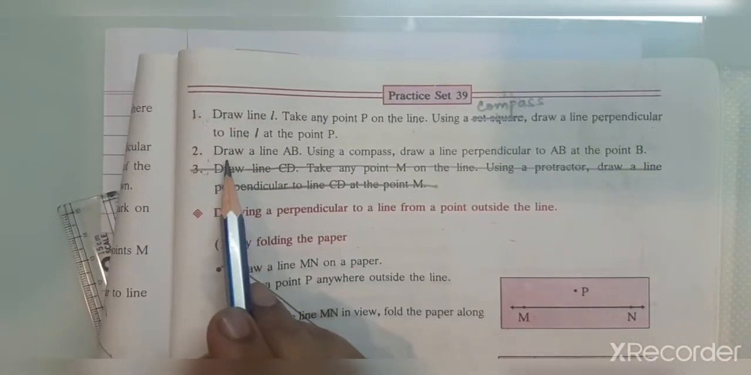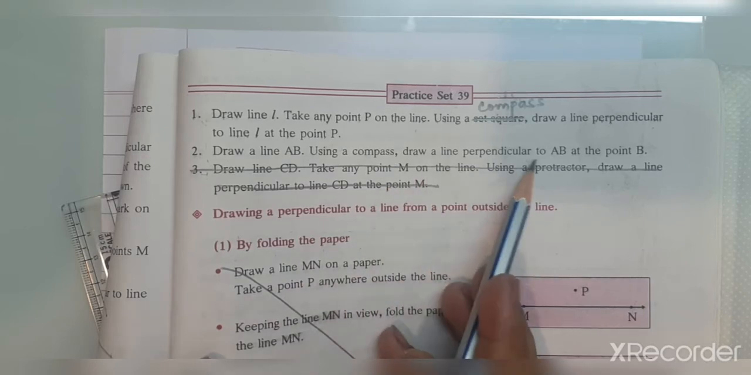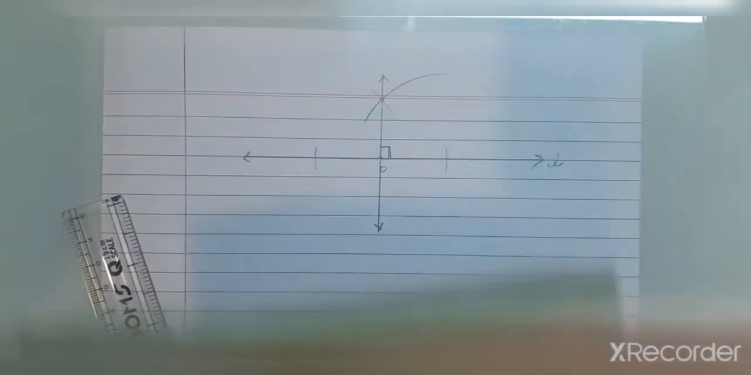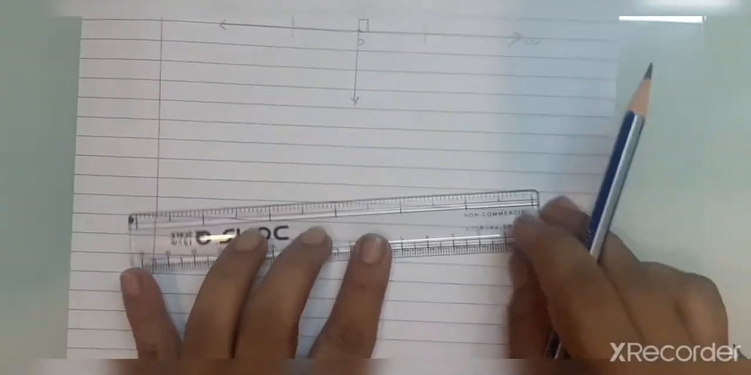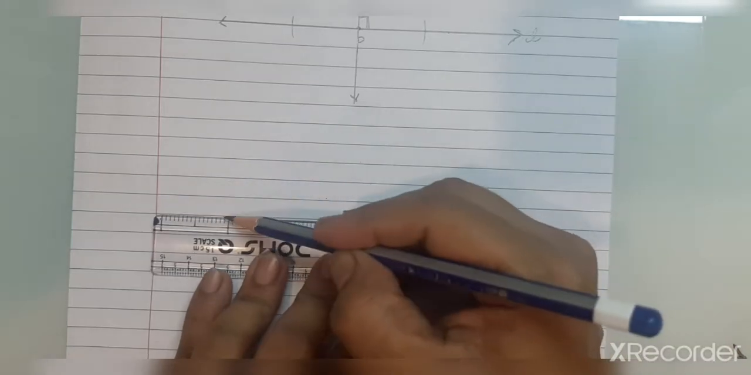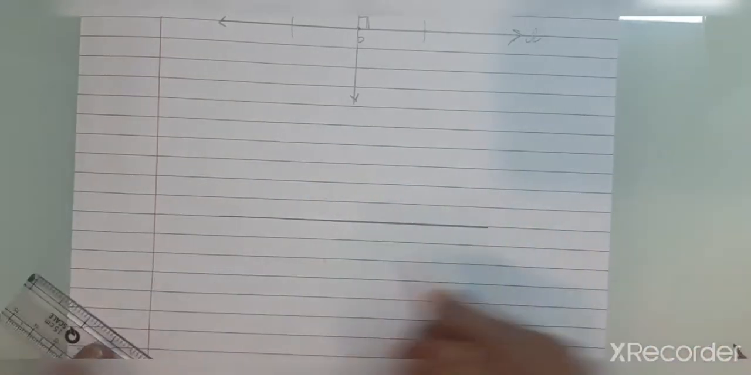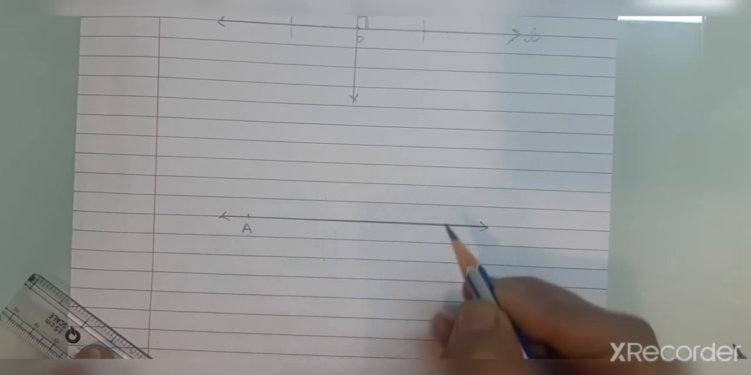Similarly, we will do one more sum. The second one, we have to draw line AB. Use a compass and draw a perpendicular to AB at point P. Here they have given the name of the line as AB. So same method, we take this line, we draw the line AB.